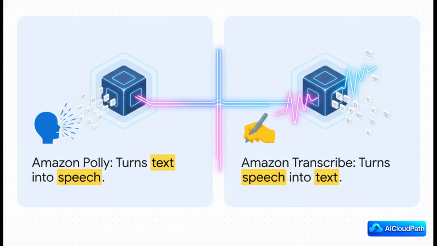All right, first things first, let's get our bearings. You've probably heard of Amazon Polly, the service that takes text and makes it talk. Well, Amazon Transcribe is its mirror image. It does the complete opposite. It listens to spoken words and turns them back into text. They're basically two sides of the same AI coin.